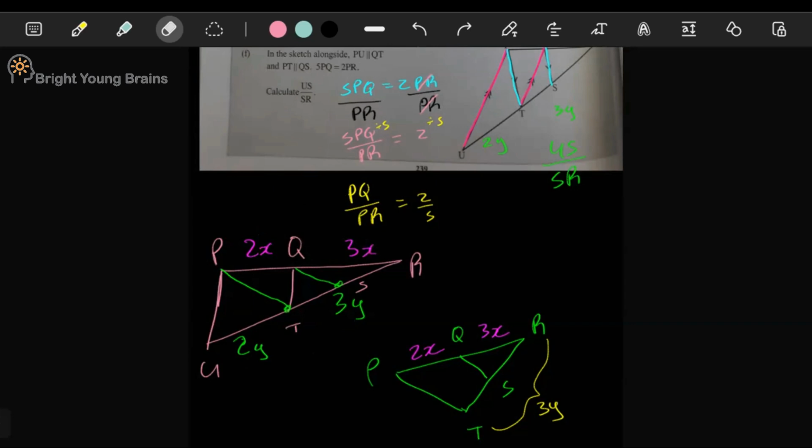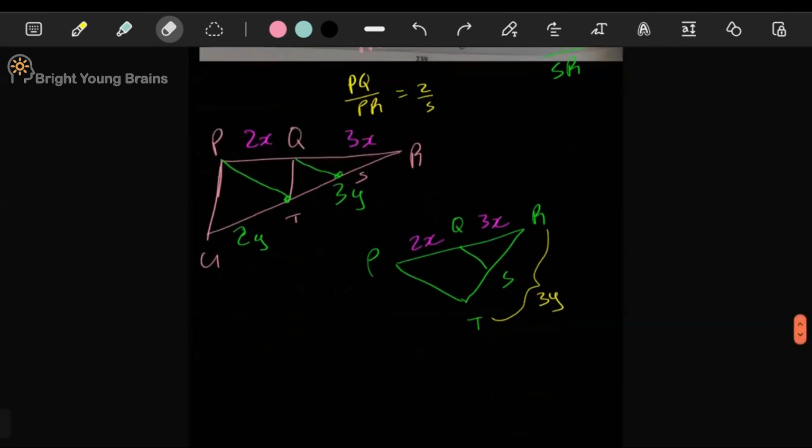Because what that allows us to do is, we can now see that for TR, it's 3y. And then PQ and QR are divided in the ratio 2 to 3. So all we need to do is, the ratio here is 2 to 3. We need to cut this line in the ratio 2 to 3 so that this 3y is shared amongst these two here. Do you see?